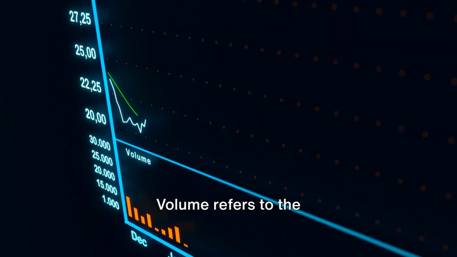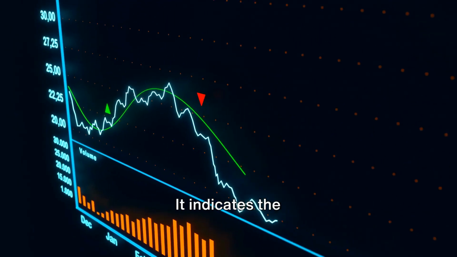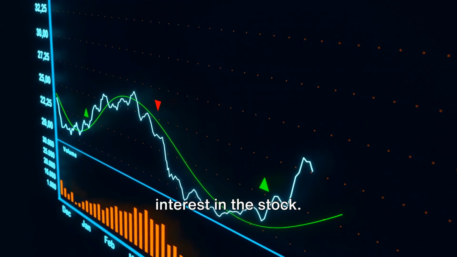Next up is volume. Volume refers to the number of shares traded during a specific time period. It indicates the level of activity and interest in the stock.